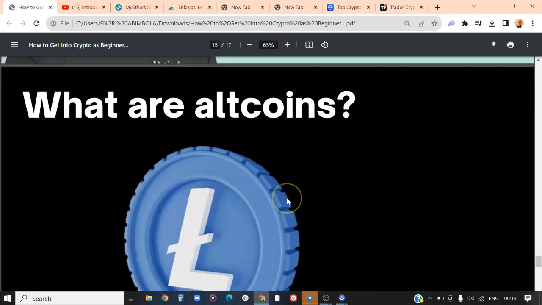Now, if you scroll down on that question, what are altcoins? Altcoins are basically alternative currencies. There are debates, and one debate says that Ethereum is an altcoin. Some say no, Ethereum is not an altcoin. It's also a coin like Bitcoin. Then after Ethereum, every other cryptocurrency is an altcoin.